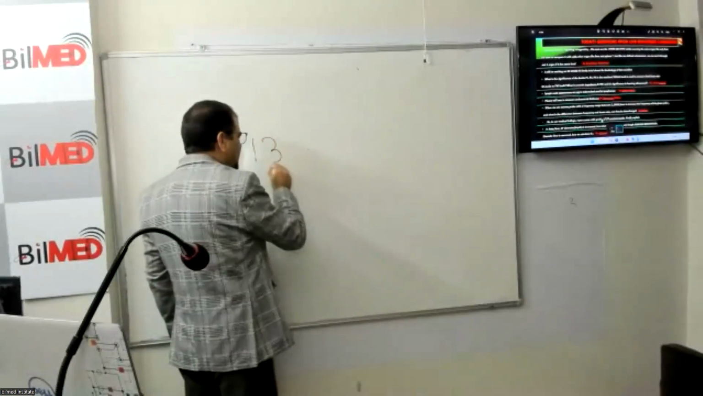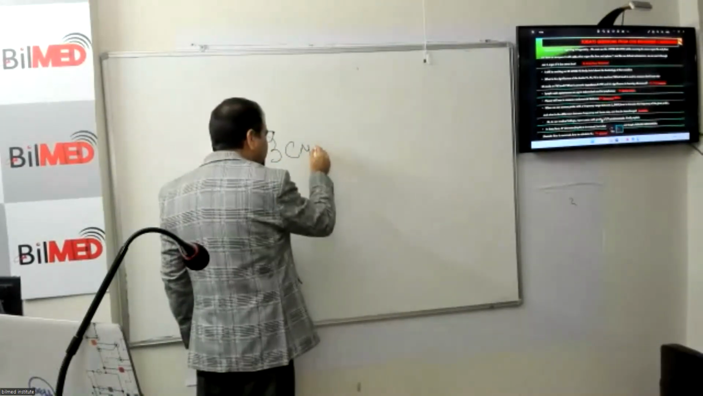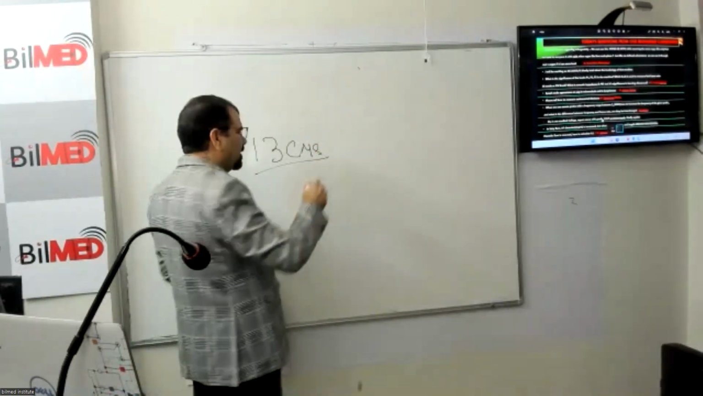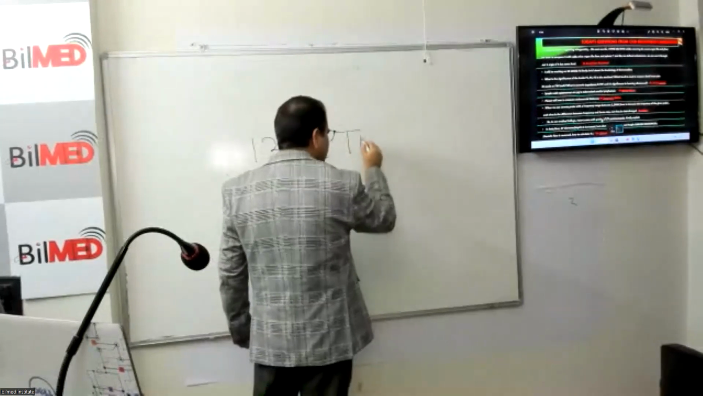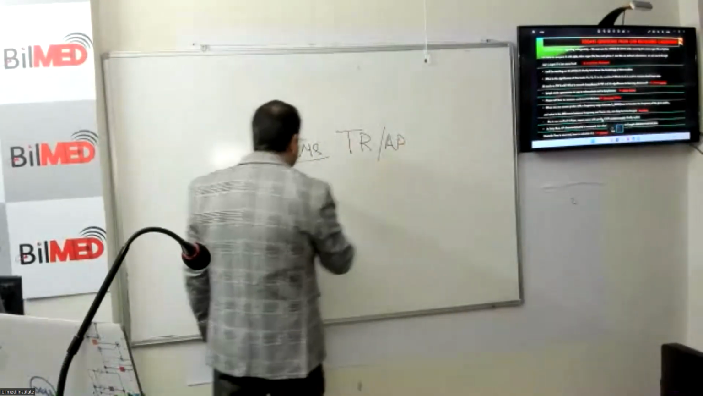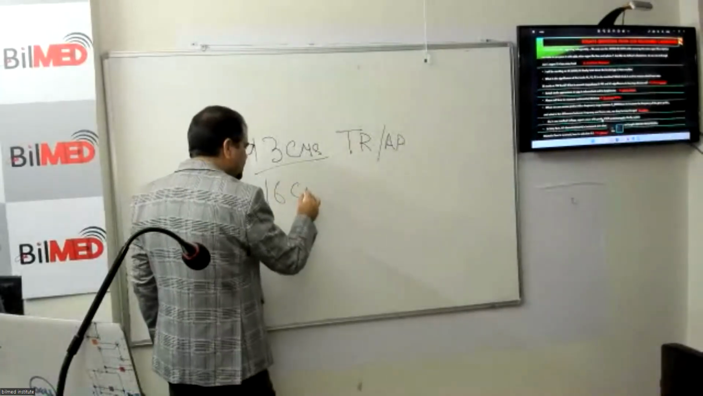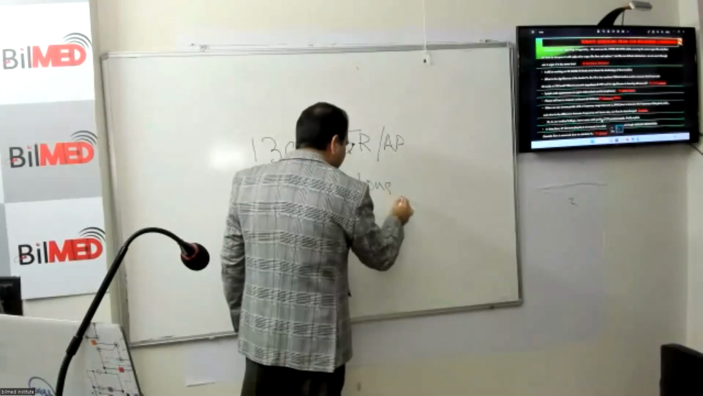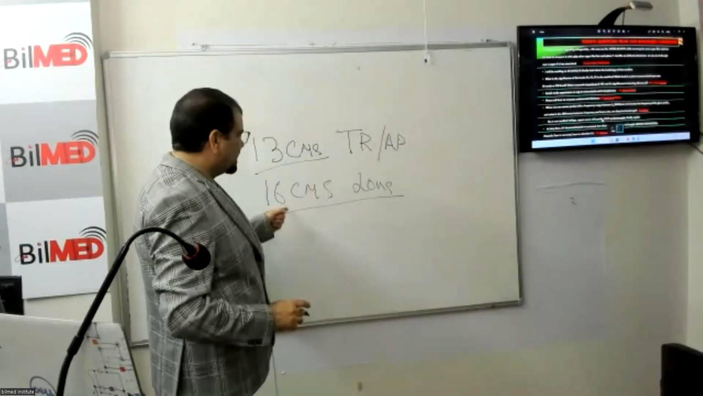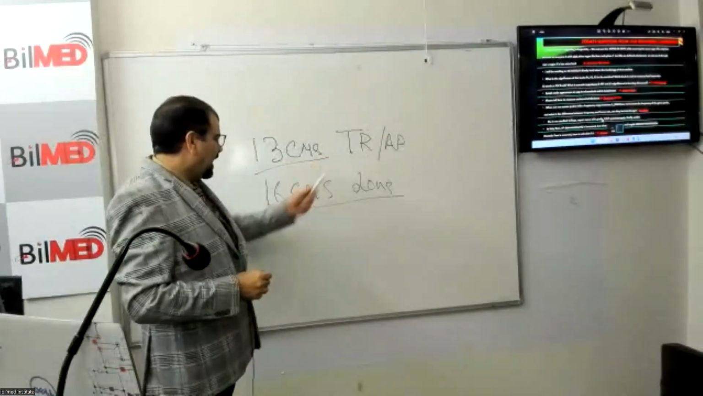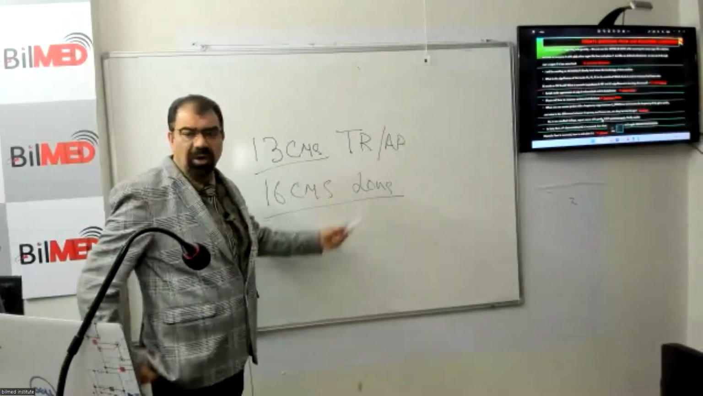13 centimeters, age dependent. I am giving an average: 13 centimeters for transverse, that is AP, and 16 centimeters for longitudinal section. So 13 and 16 are normal, 13 for the transverse and 16 for the longitudinal.